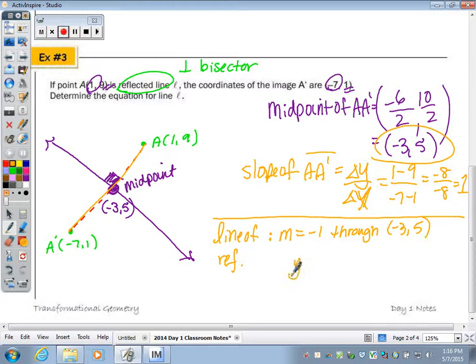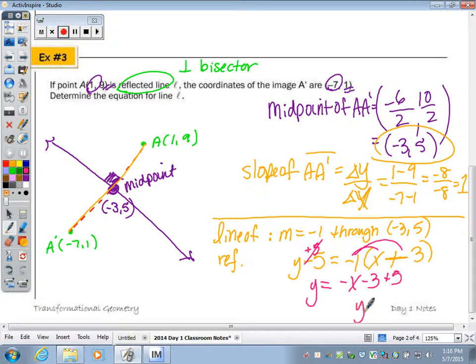But again, y minus y1, which is 5, equals m, negative 1, times x minus x1, which is a negative 3. When you subtract a negative 3, it turns into a positive. So now I just need to solve for y. So y equals negative x minus 3. Again, we're going to add the 5 over. And the final answer is going to be y equals negative x plus 2.